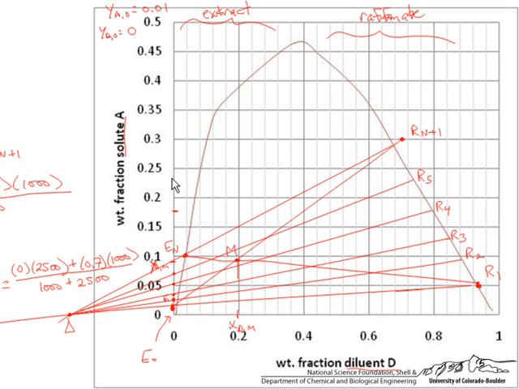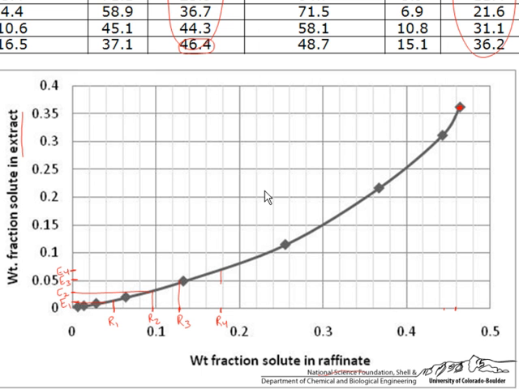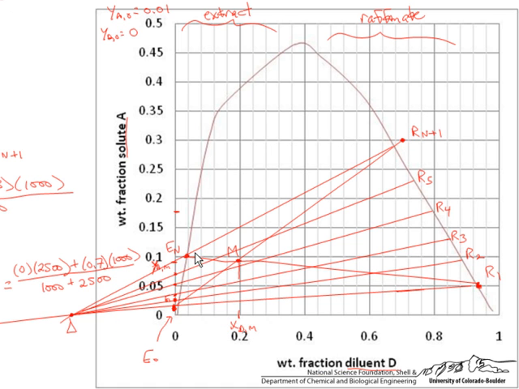Now R5 is at about 0.23. So let's go to 0.23, R5. And the extract will be at 0.1. So that will be E5. It's in equilibrium with R5. So 0.1, maybe a little below 0.1 we'll say, is E5. Maybe we haven't quite gotten to En yet. Note that small changes will make a big difference in the number of stages you need. So try to be as accurate as possible, but you might get different answers from your friends.